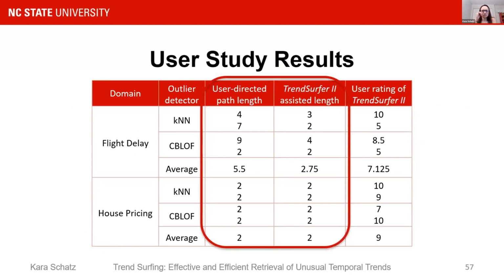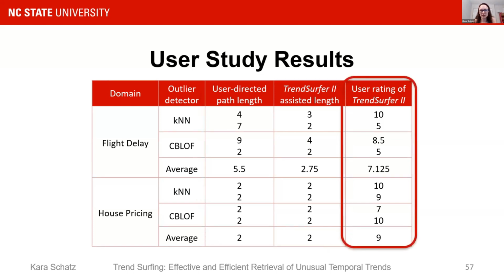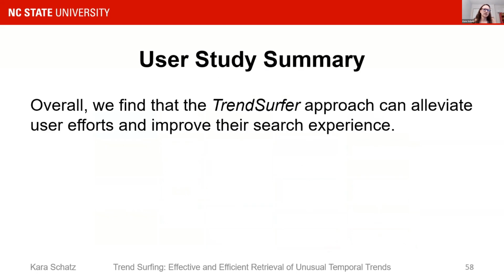In many cases, TrendSurfer was able to reduce the length of the user search paths, but in cases where there was no path length reduction, these are all cases where the user was able to independently identify the target trend using the minimal path length on their own anyways. Additionally, TrendSurfer did receive positive ratings from users in most cases, even in those cases when the users were able to be efficient on their own. So to summarize this user study, we find that the TrendSurfer approach could alleviate user efforts and improve their search experience.